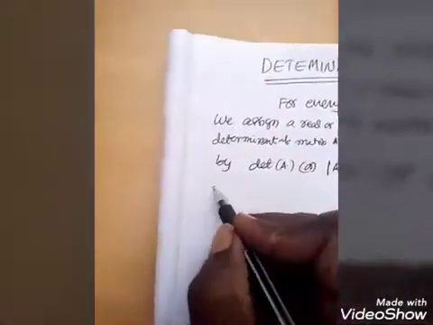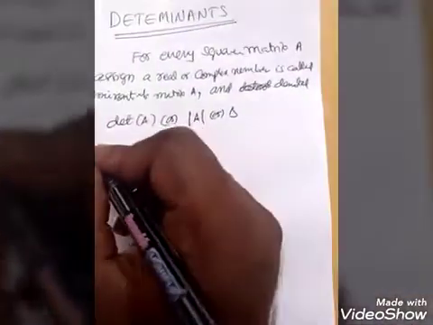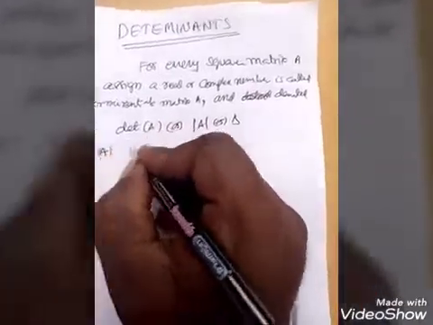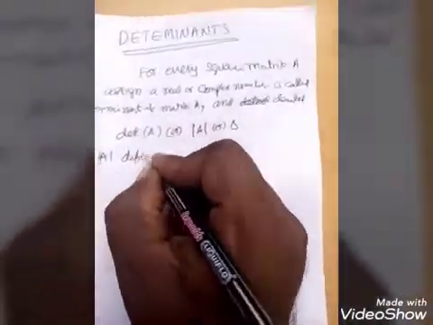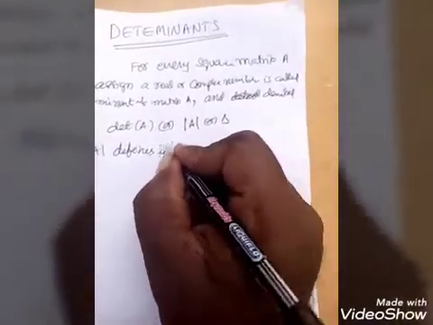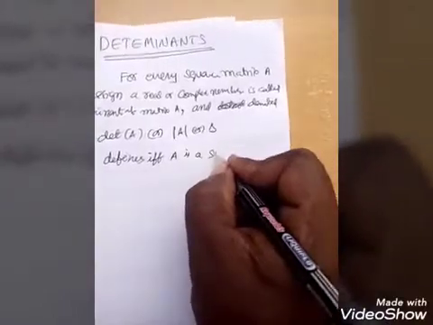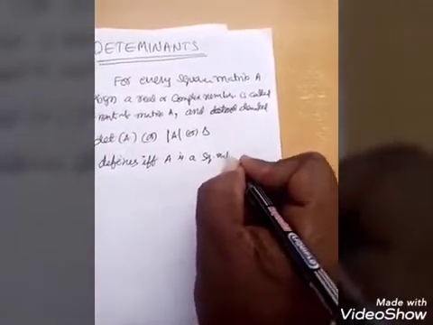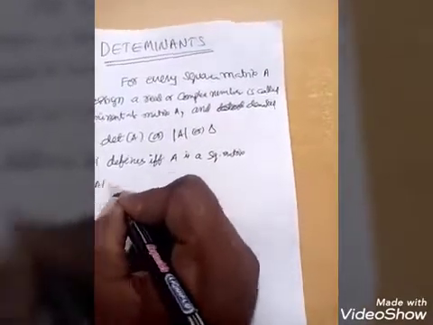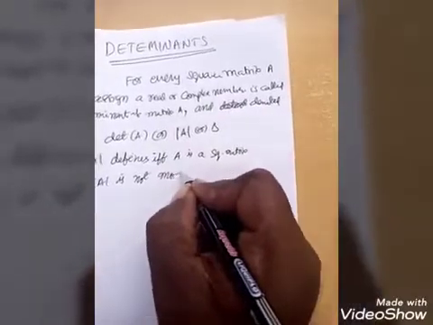Now here, what you have to observe specially is that a determinant is defined for only a square matrix. That means det A is defined if and only if A is a square matrix, and here this is not modulus A.